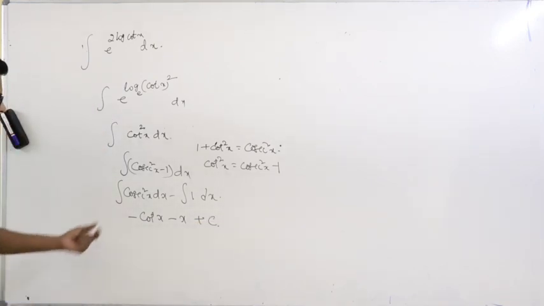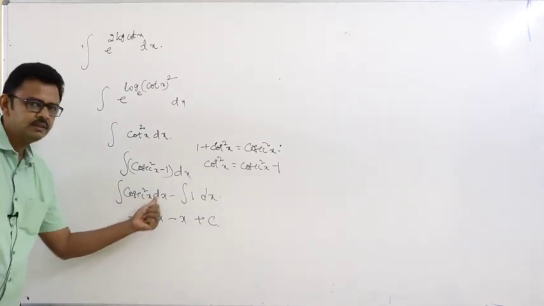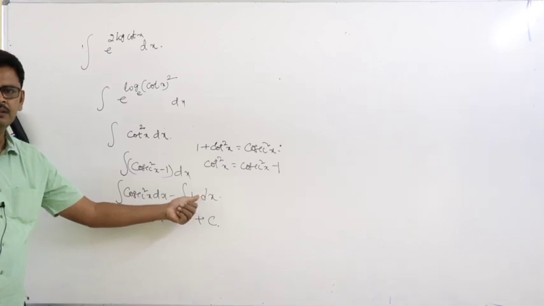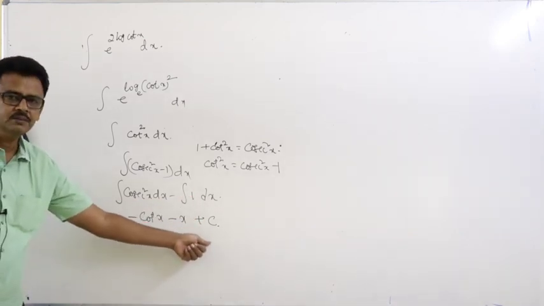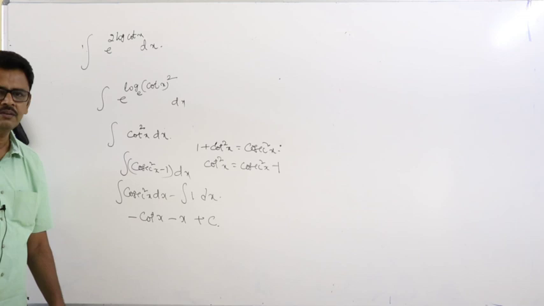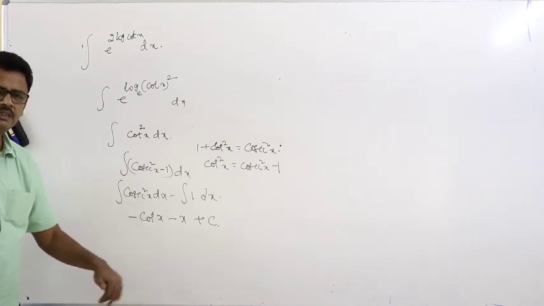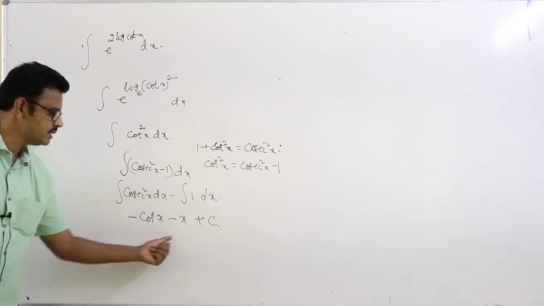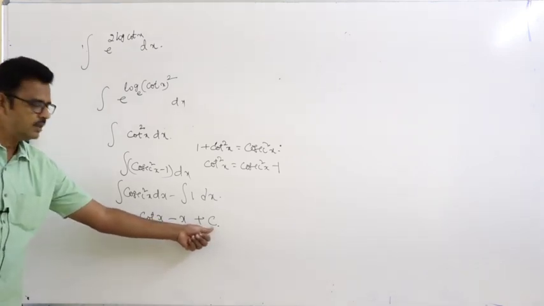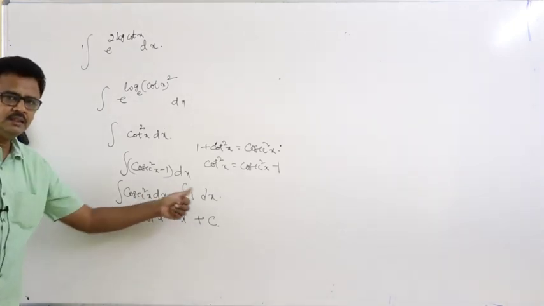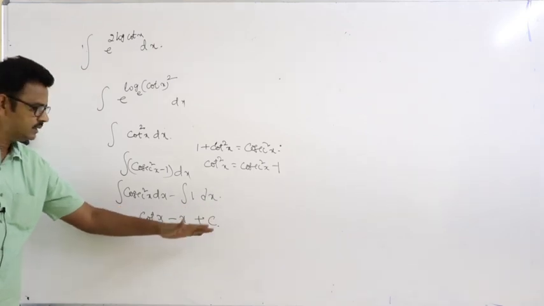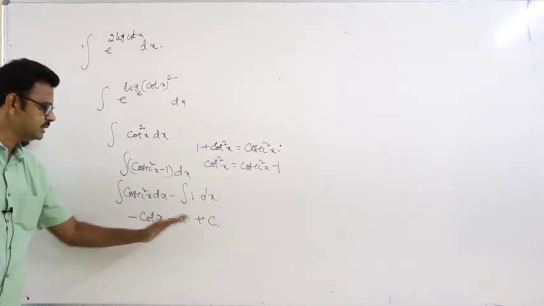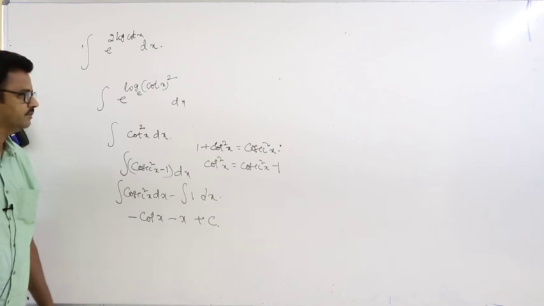No need to write plus c for each and every integral. Plus c and plus c becomes 2c, which is not necessary. c is a constant, whatever it may be, 1c or 2c or 3c, everything is constant. So after completion, you write plus c. Not for this integral plus c and this plus c. Just after completion, you can put plus c everywhere. That's enough.